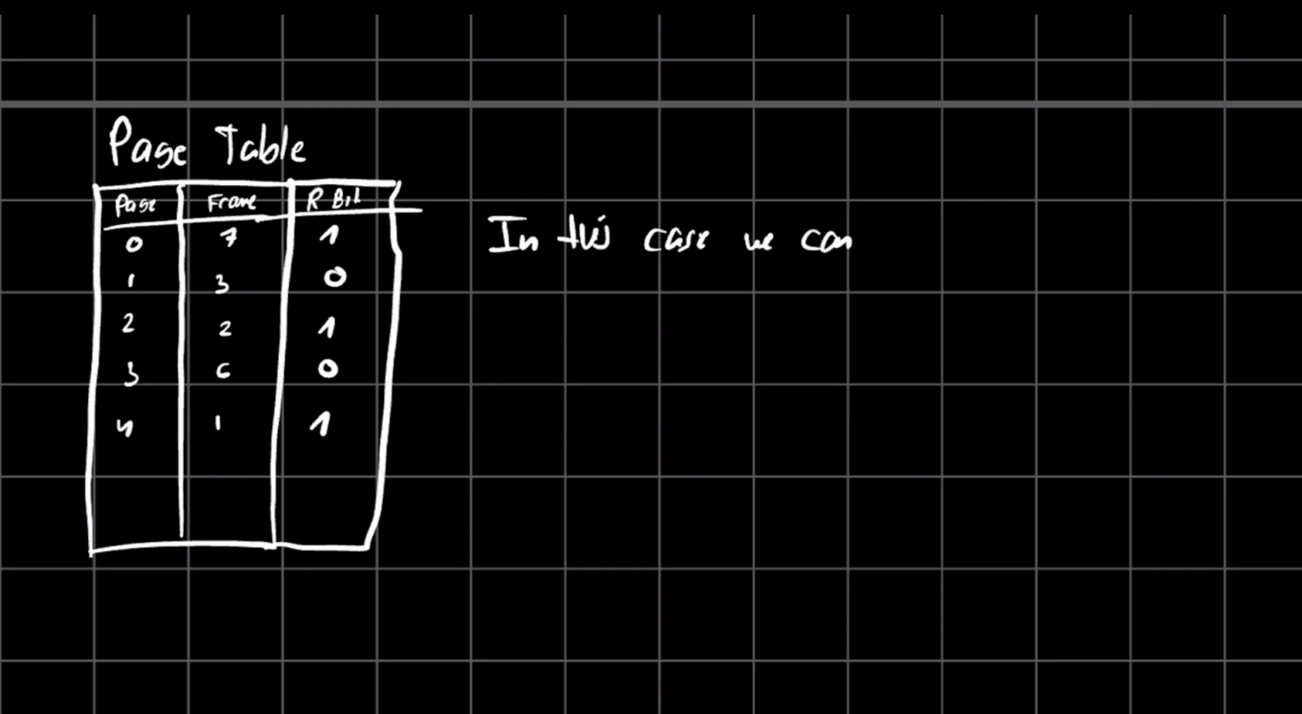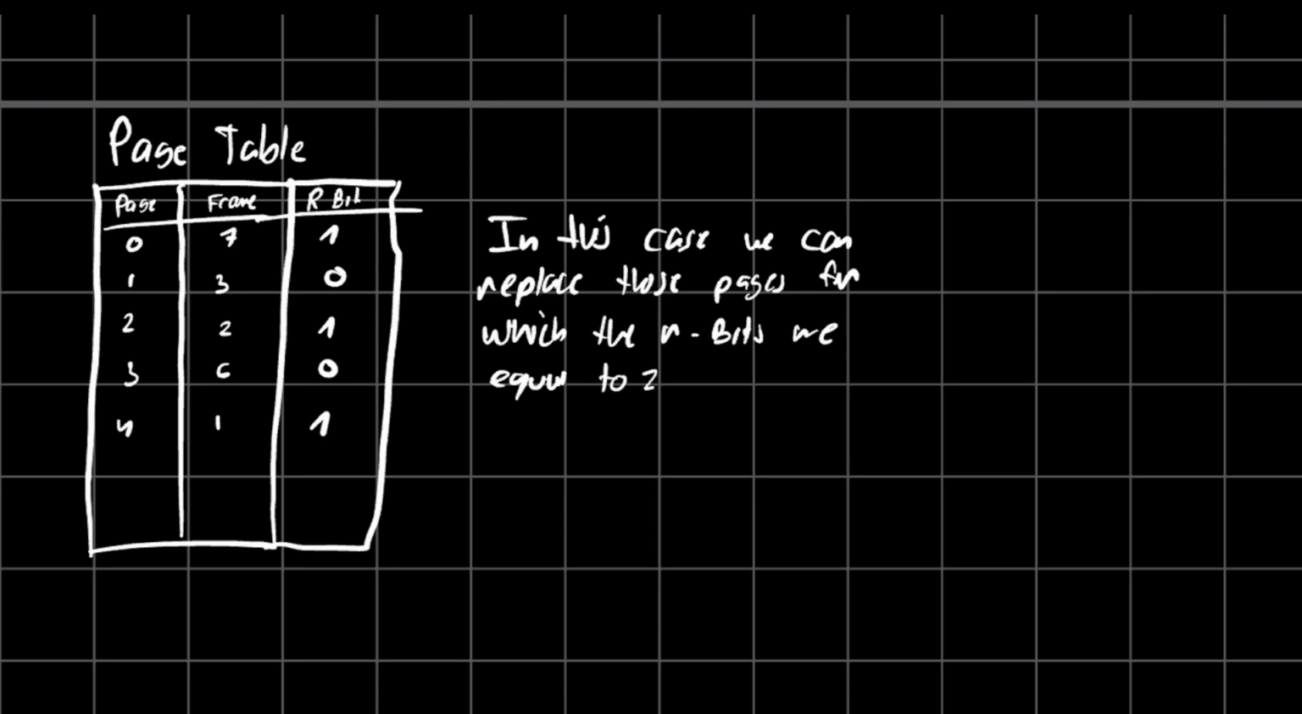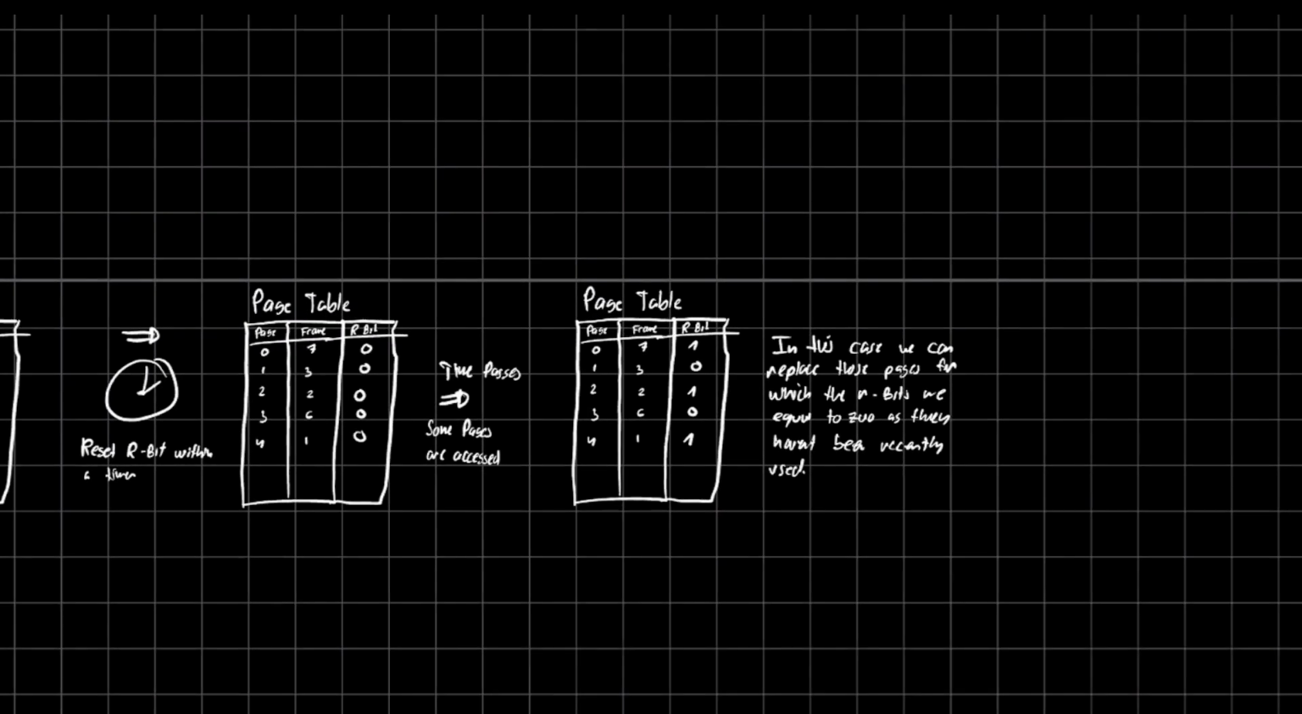In this case, we can replace those pages for which the R bits are equal to 0, as they haven't been recently used. And that's pretty much what we want to do.